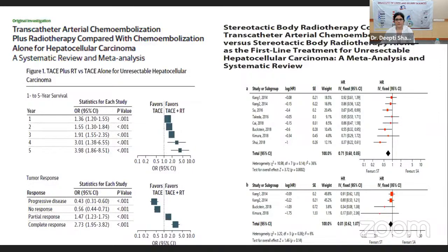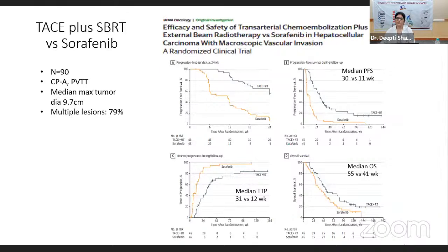As we all know, as per the guidelines, for BCLC-C the treatment is systemic therapy. So in this trial, they tried loco-regional therapy, that is TACE versus SBRT, TACE plus SBRT versus sorafenib in BCLC-C patients. They concluded that loco-regional therapy, even in BCLC-C, is far better than systemic therapy, and there's an improvement in the median PFS, time to progression, and overall survival.